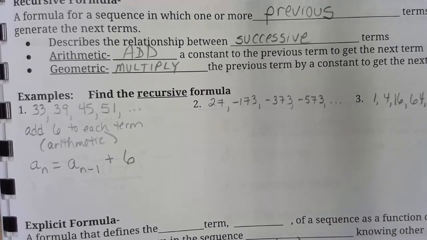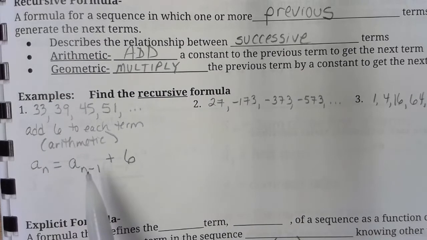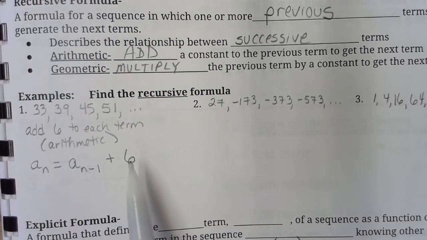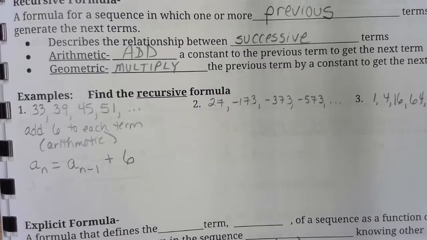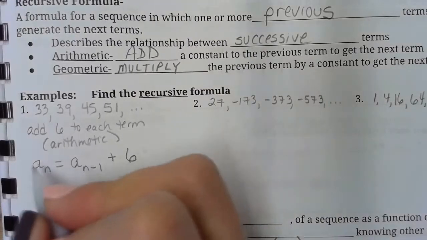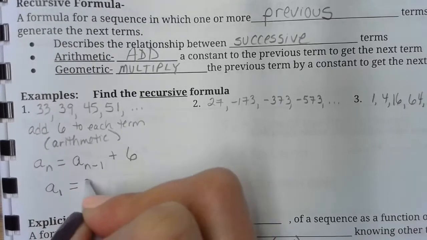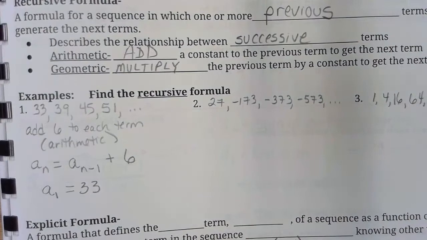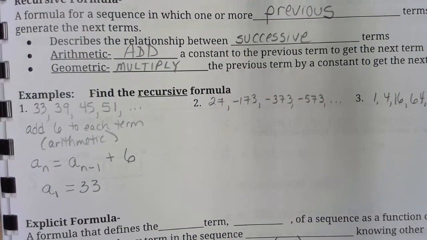So this notation shouldn't look strange to us. This just says whatever term I'm looking at. If n is 3, that means I can find the third term of my sequence as long as I know the second term and I add 6. So these are how the terms are related to each other. I can find any term as long as I know the one before it and I can add 6. But when you write a recursive formula, you also need to write where you start. So our first term in that sequence is 33. So we always want to make sure that we state the first term.